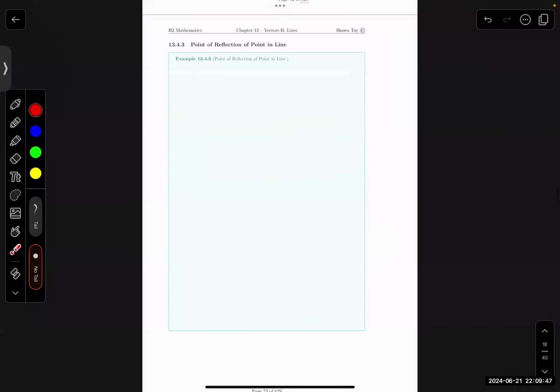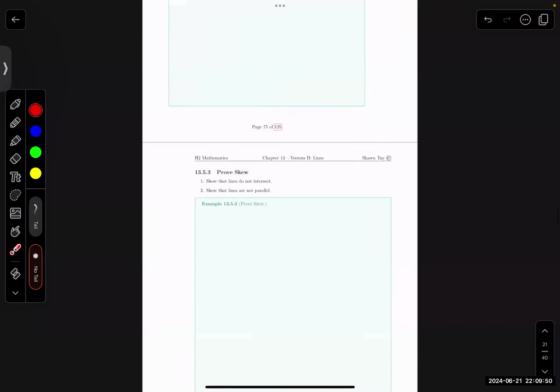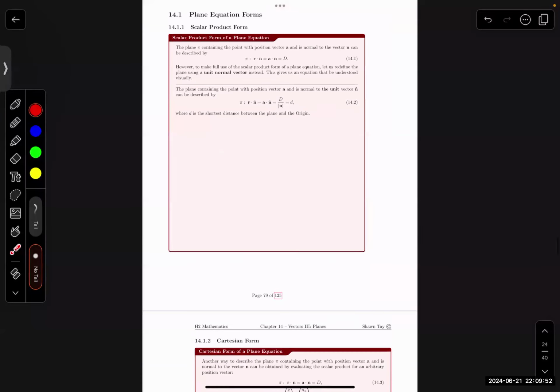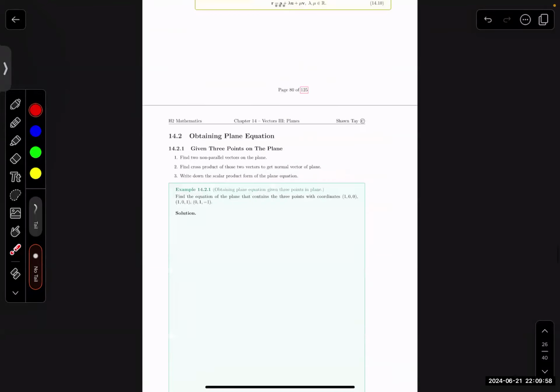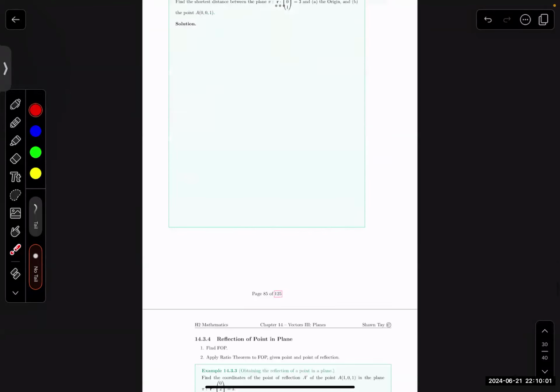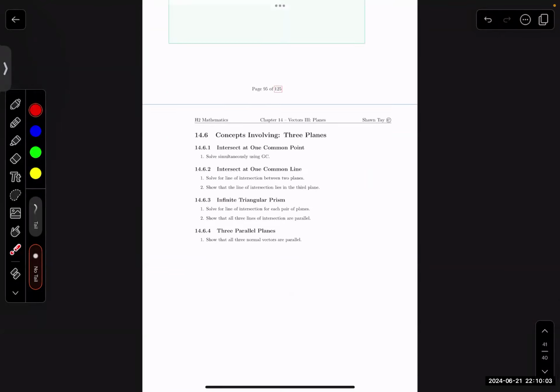If I scroll all the way down to the planes part, I forgot to include the table, but it's essentially all of these headers here, all the sections and subsections. So there's a lot more for planes. So the scrolling is quite long.